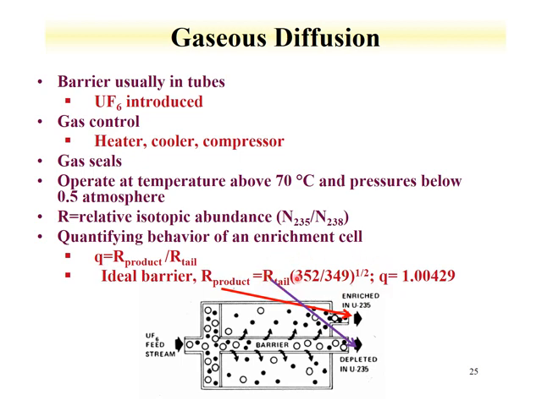times 352 divided by 349. That's the mass of the hexafluoride for the 238 and 235 respectively, and the square root of that, since we're talking related to the kinetic energy, and it's the square root of the velocity. The ideal system would have a Q of 1.00429, a very small value for enrichment.